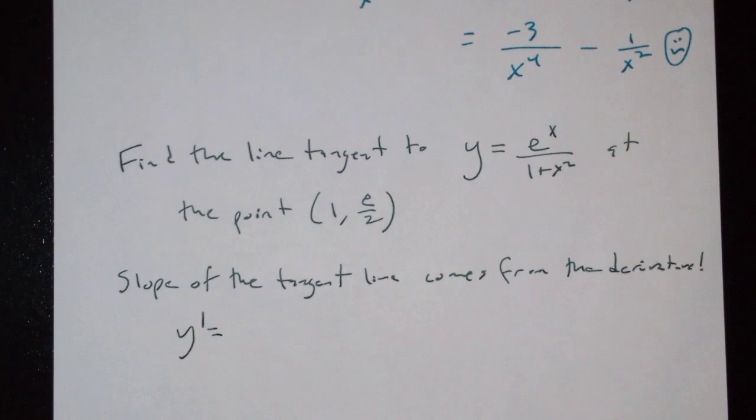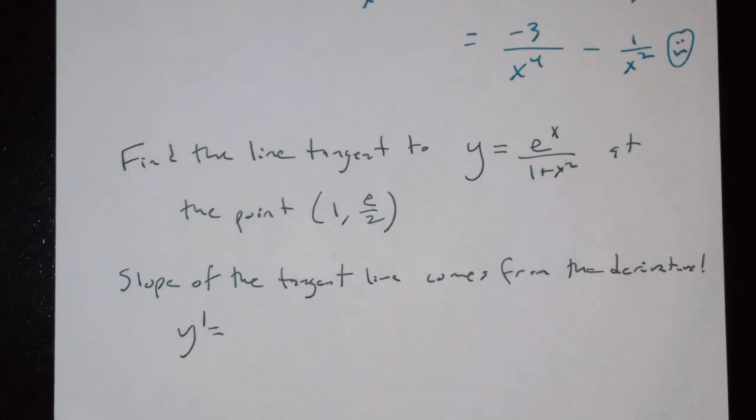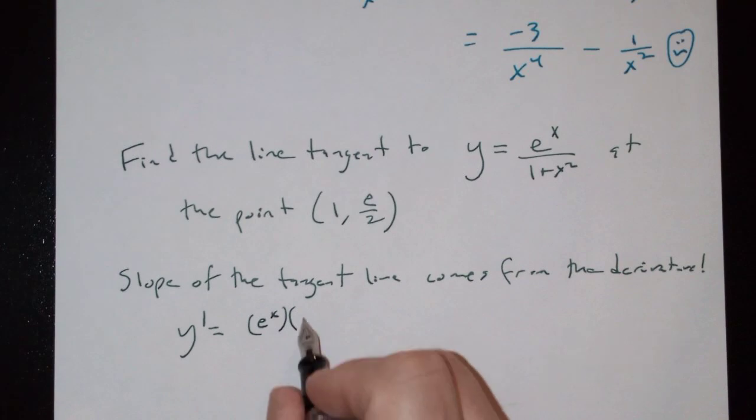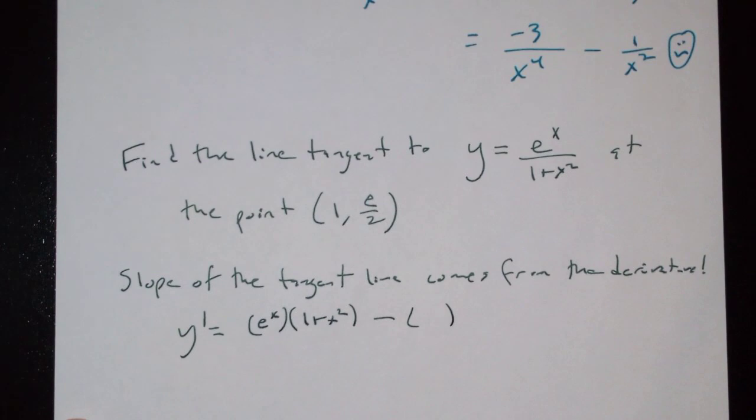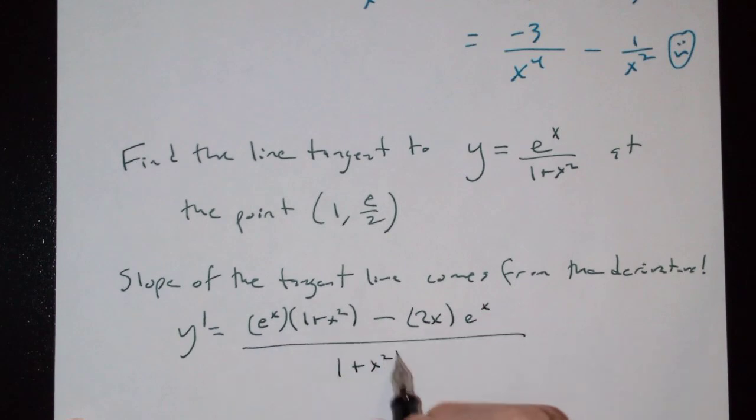Y prime. Oh, look, e to the x over 1 plus x squared. That's a compound denominator. I can't pull it up. It's an e on the top. I wouldn't be able to simplify it anyway. So, quotient rule. Derivative of the top. What's the derivative of e to the x? Derivative of the top times the bottom. Leave the bottom alone. Minus derivative of the bottom. Do it. Leave the top alone. Over 1 plus x squared squared, the bottom squared.